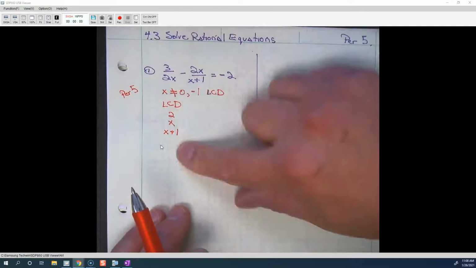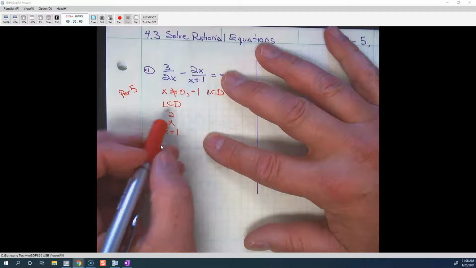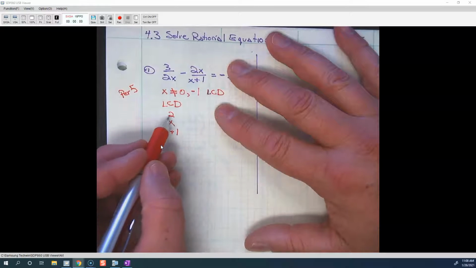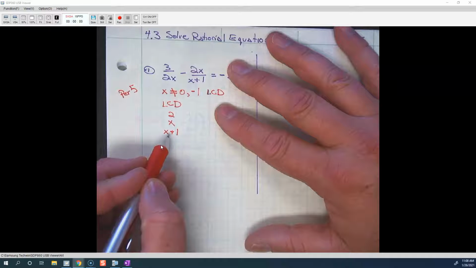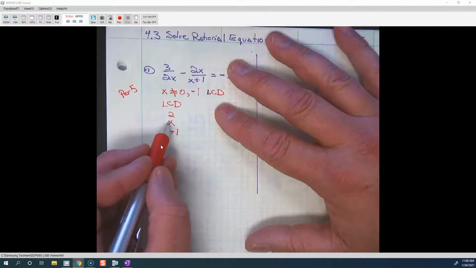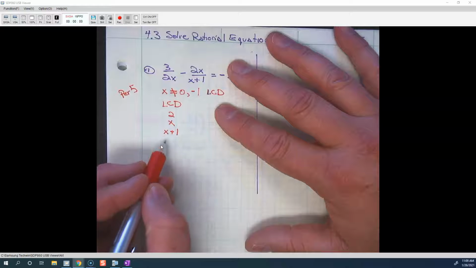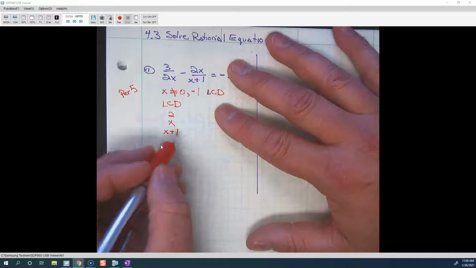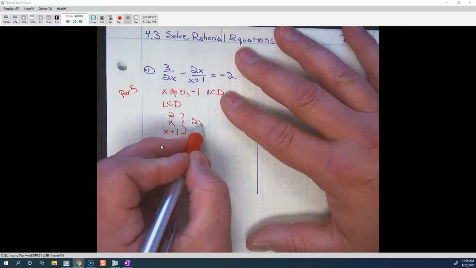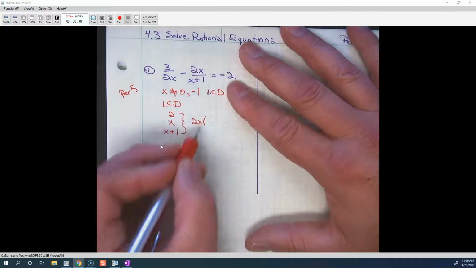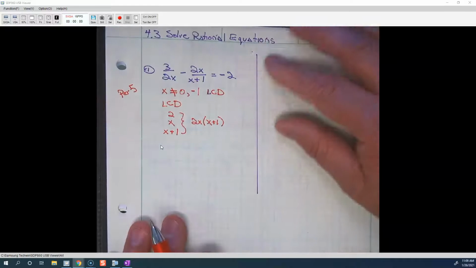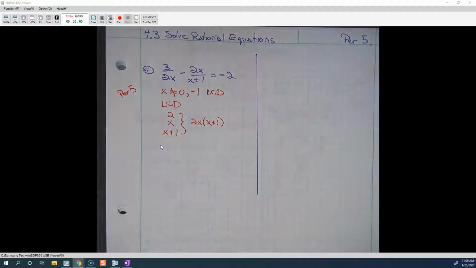So to get the LCD, or the least common multiple, least common denominator, same thing, these are all unique. There's not another number or another x term in this. The three of them are unique. So to get the LCD, you just take the product of all three. That's going to be my least common denominator.